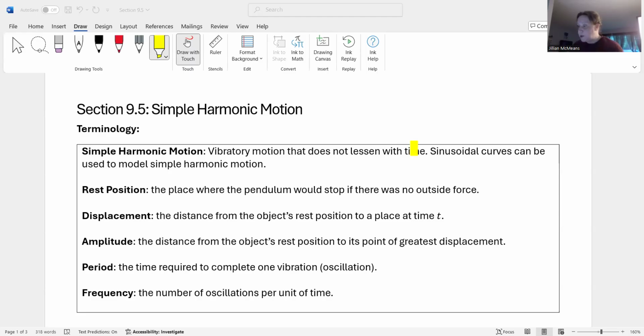In our last section in chapter 9, we're going to talk about simple harmonic motion, okay? So we have a list of definitions or terminology that you need to know. Some of this, luckily, is going to be familiar to you. Some of it a little bit new, the rest you've seen before, okay?